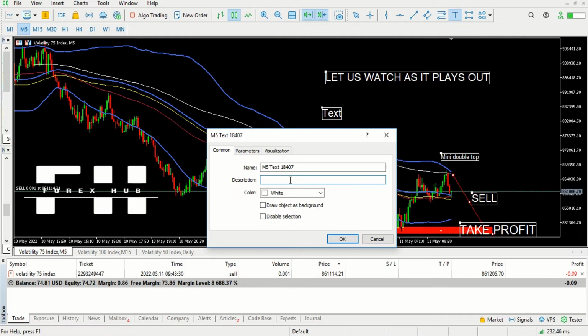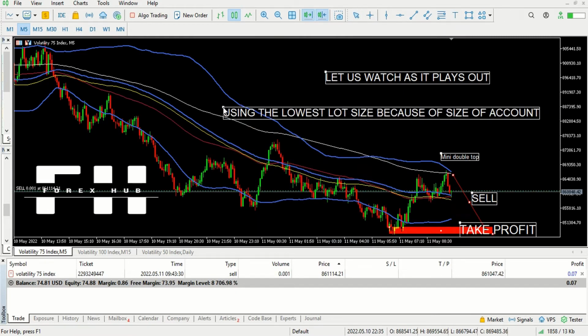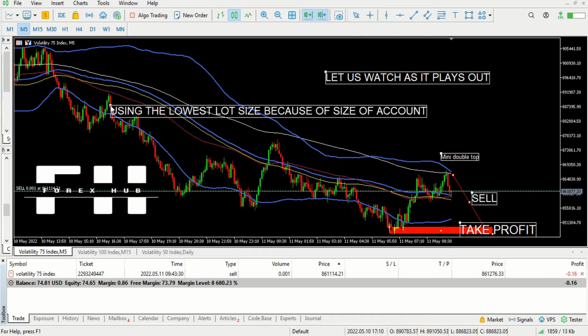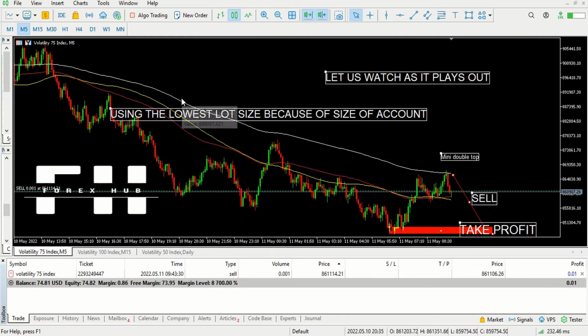So I'm just going to open 2 positions and hold them, and I'm using the lowest lot size, which is 0.0001 of V75, because I have a small account. When you have a small account, you always want to use the smallest lot size so that you don't blow your account. That's the problem. You have to remove greed. People that normally blow their account, you have to remove greed from your trading.